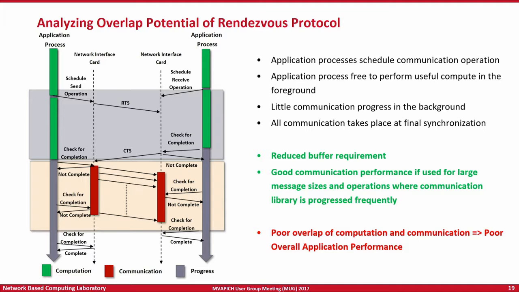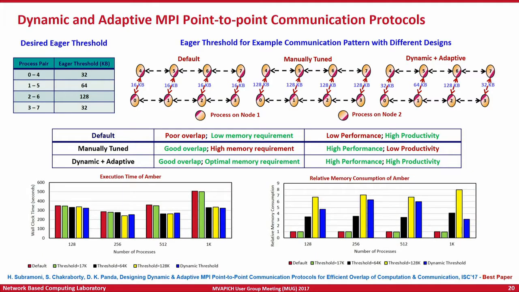Now, the default scheme where you have a small eager threshold which is tuned for best performance results in poor overlap, but the benefit is that it has low memory requirement. So this is what we like to call the low performance and high productivity method. Of course, you can manually tune it by pushing up the eager threshold and the internal buffer size to a large value. This has good overlap, but it has a lot of memory requirement.